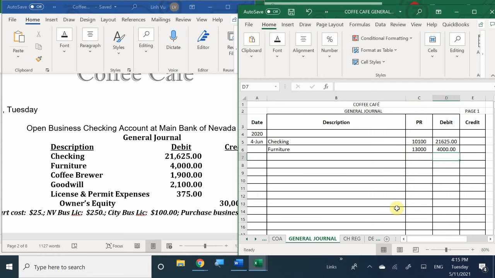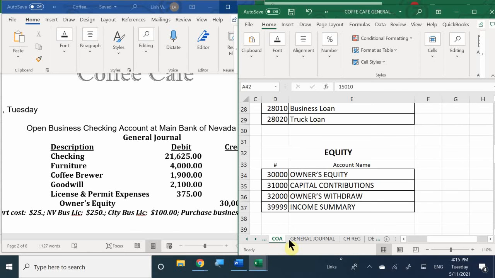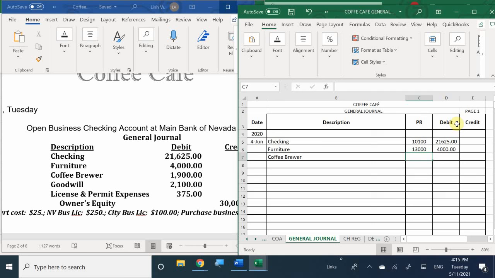What about my coffee brewer? Did I purchase a coffee brewer, or did I get rid of a coffee brewer? I gained it, correct. So in this case, am I going to debit or credit? Debit. I'm going to debit it. So my coffee brewer was, I think, 15,010. I think that's what it was, 15,010. And I'm going to increase it by 1,900 because that's what I purchased it for.